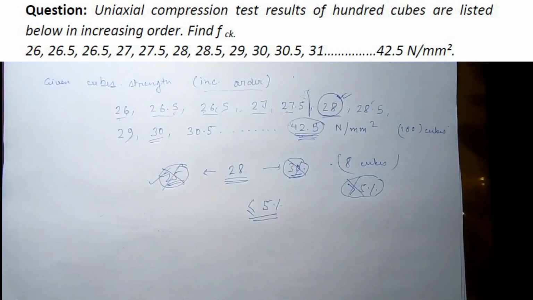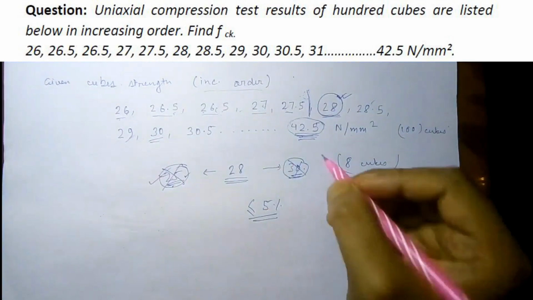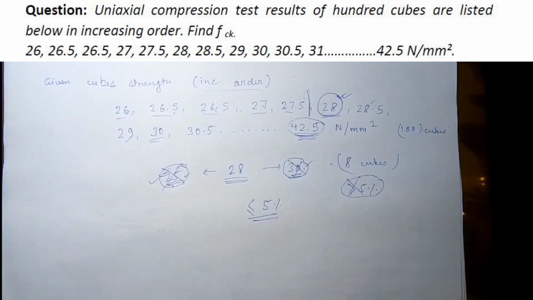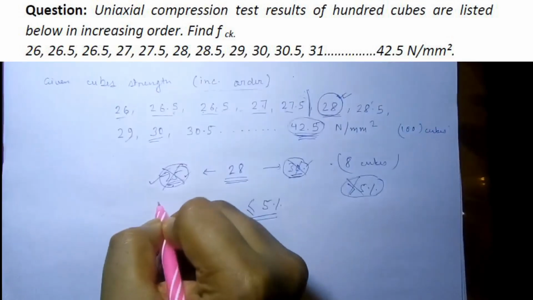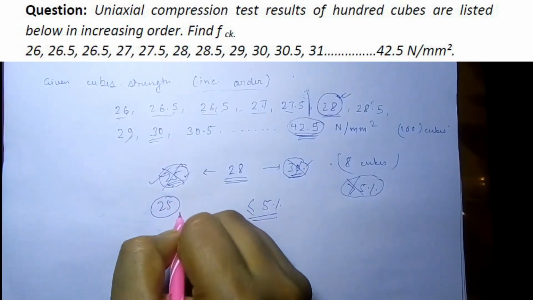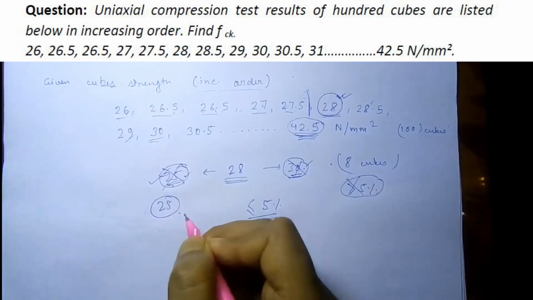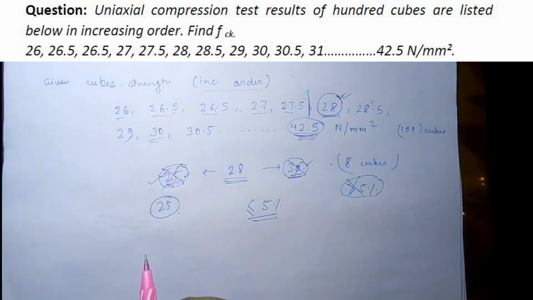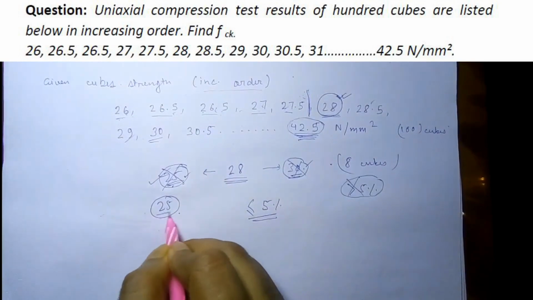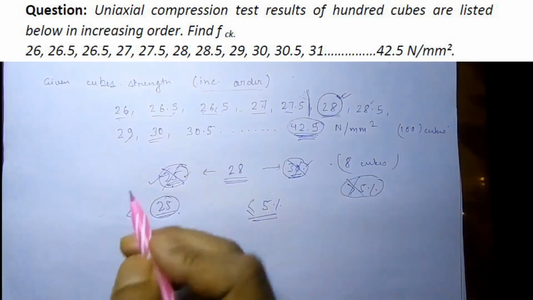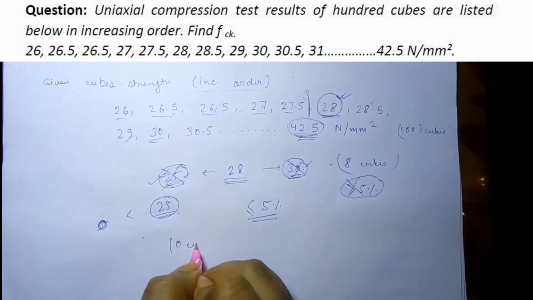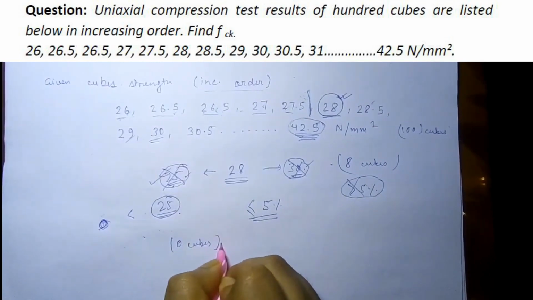So our issue is that 25 we don't have in the list, and 30 we cannot take because it is more than 5%. So again I am considering this 25 Newton per mm square, and let us consider that FCK is this. There are test results below it which are 0. Actually below 25 there are no cubes. So less than 25 I have no cubes, and I can say there are 0 cubes falling under less than 5%.